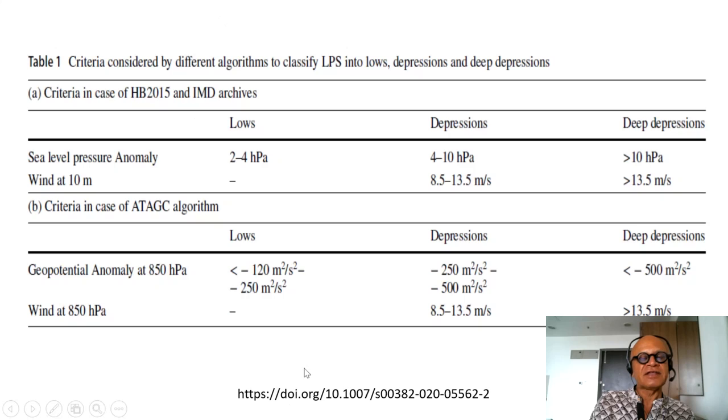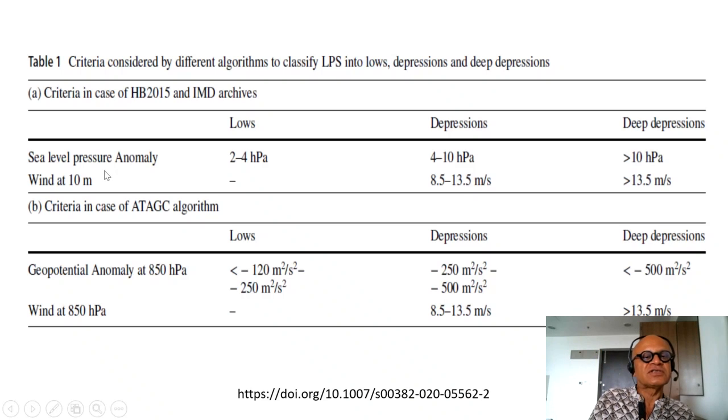This is from Bala and his group at COS at IISc, listing criteria considered by different algorithms to classify LPSs into lows, depressions, and deep depressions. This is the Bill Boos group and IMD archives. Bill Boos is working on depressions and so on to see whether the trends reported from data are real or not, and what the processes are in terms of vorticity, advection, and so on and so forth.